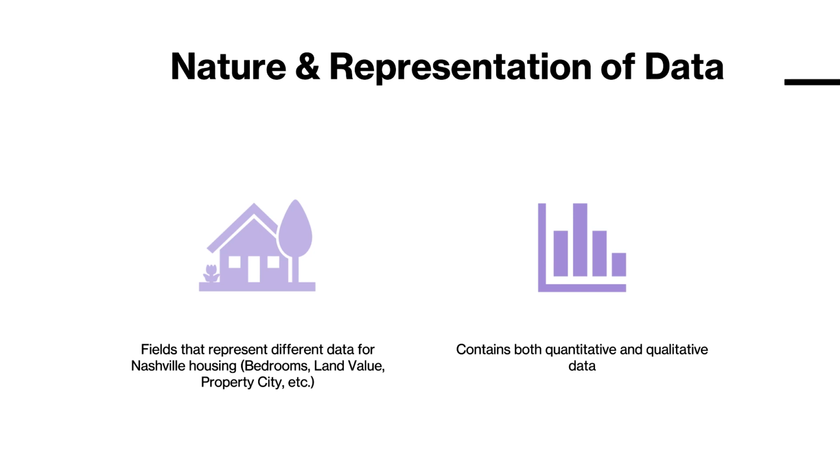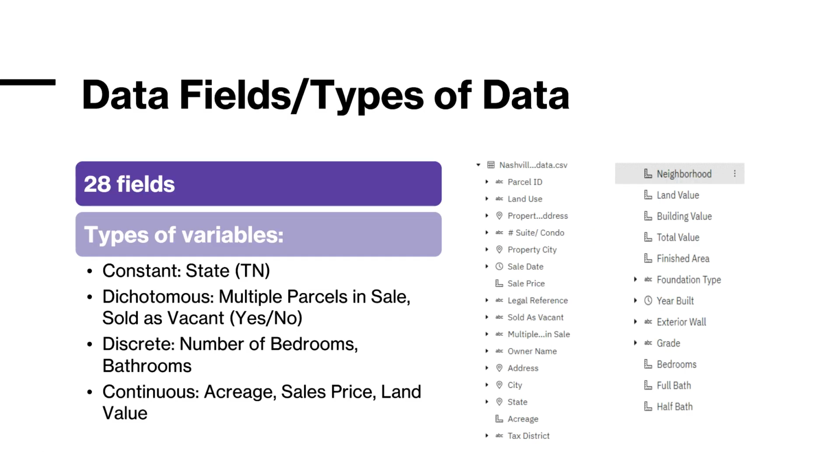When I first get into IBM Cognos and look under the Sources tab, I can see all the fields representing different data points for Nashville housing. This includes fields such as bedrooms, land value, property city, and so on, which encompasses both quantitative and qualitative data. There are 28 different fields total for this dataset, which can be seen to the right over here.